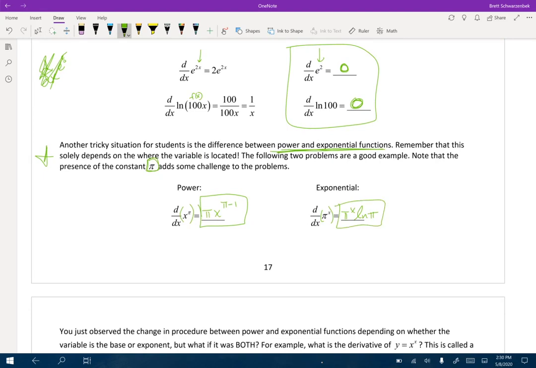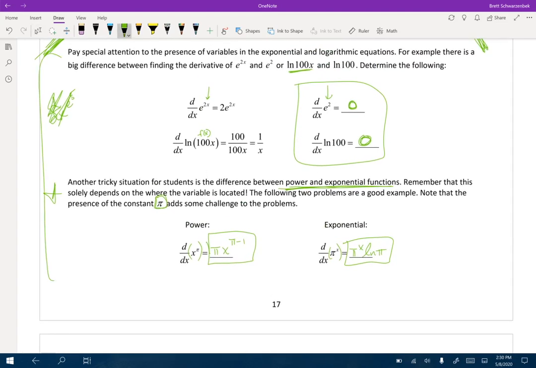I do have students that mix these up sometimes. So basically, like I said, be on the lookout for nasty little exceptions and the difference between derivatives, because they can cause some headache.